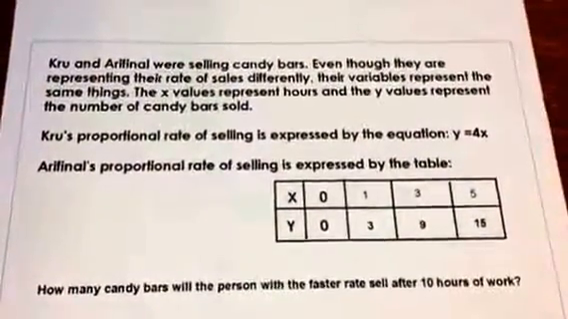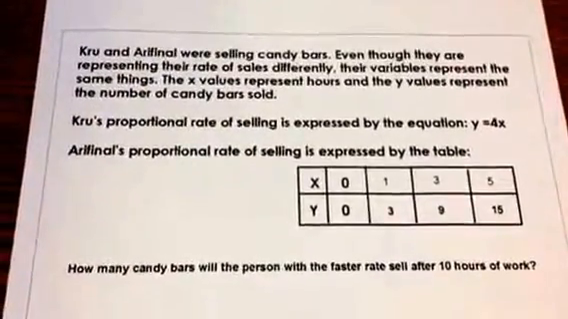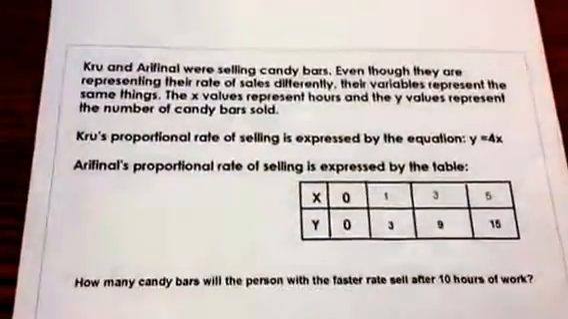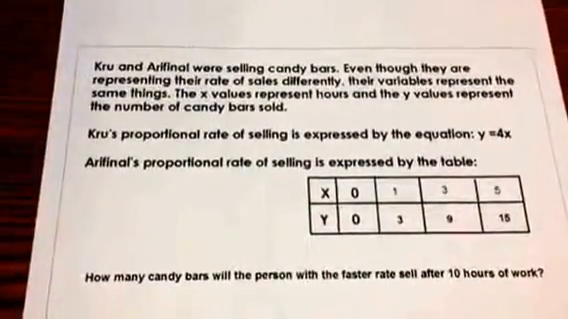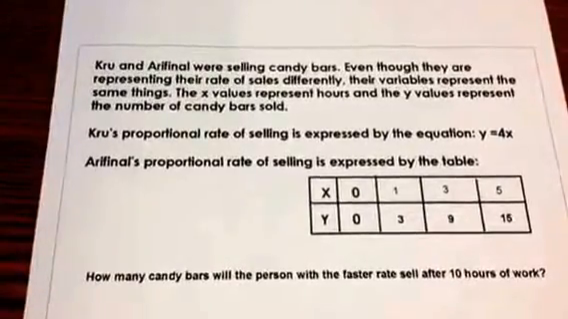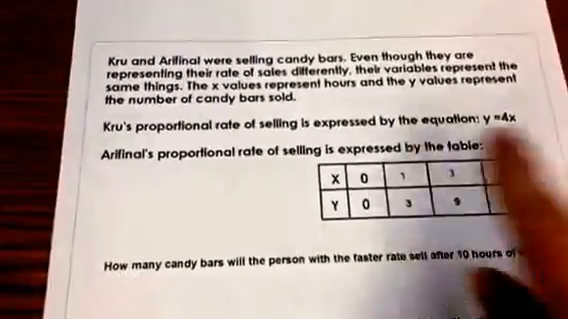Even though they are representing their rate of sales differently, their variables represent the same things. The X values represent hours, and the Y values represent the number of candy bars sold. Crew's proportional rate of selling is expressed by the equation Y equals 4X. Original's proportional rate of selling is expressed by the table. Then we see that here.